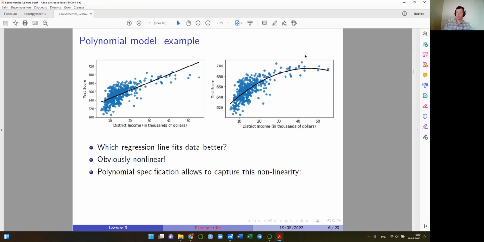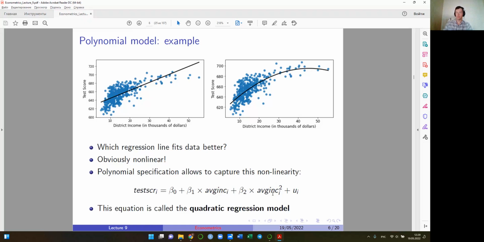So now, how can we specify the model for this regression line? Very easy. We just put test score as the dependent variable, and we put first and second order of average income into the model. What does this look like? Like a multiple regression model, where one regressor is average income, and the second regressor is average income squared. No problem with estimation of this model. And this is called the quadratic regression model.